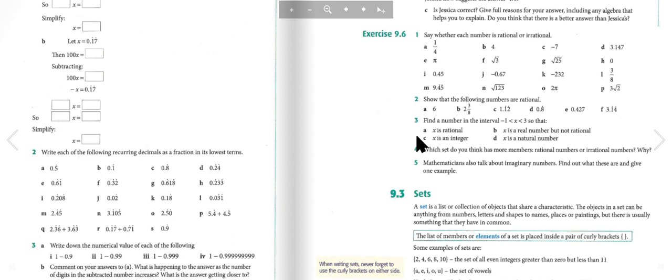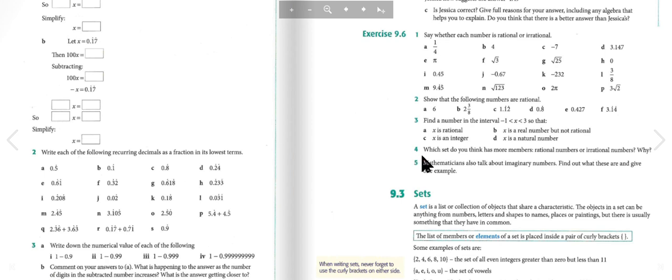So, question 3. Find a number in the interval -1 is smaller than x is smaller than 3, so that x is rational, x is a real number but not rational, x is an integer, and x is a natural number. So if x is rational, it could be 2. If x is a real number but not rational, it could be the square root of 5. If x is an integer, it could be 2 again. And if it's a natural number, it could be 2 again.